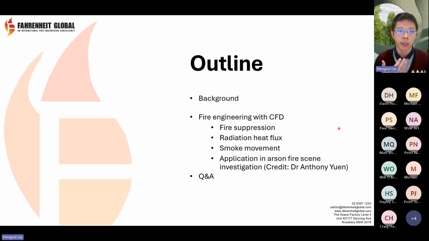Basically, I want to demonstrate how we can use computational fluid dynamics, this powerful tool, to aid in our real world life instead of purely on research, but an engineering approach. The last and foremost is the application in arson fire scene investigation. As I've labeled it, the credit goes to my supervisor, Dr. Anthony Yun, and we will be coming to that later on. I will break these 4 sections down one by one. We can follow up with a Q&A after each one, or we can have the Q&A at the very last, depending on your preferences.